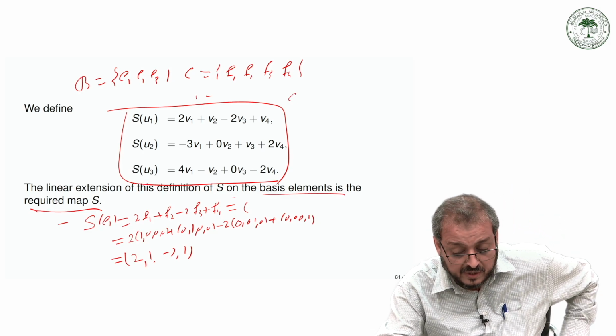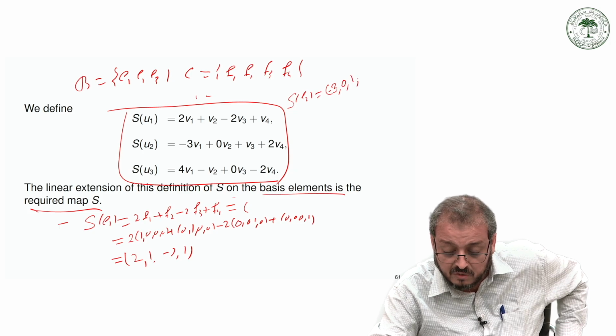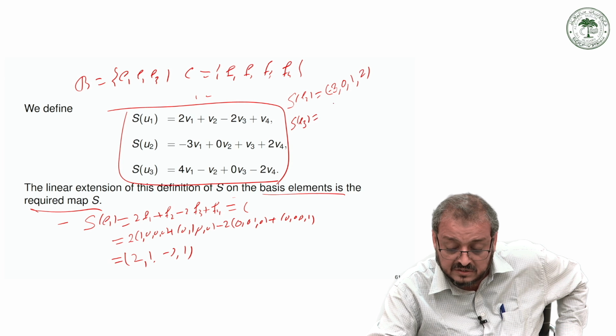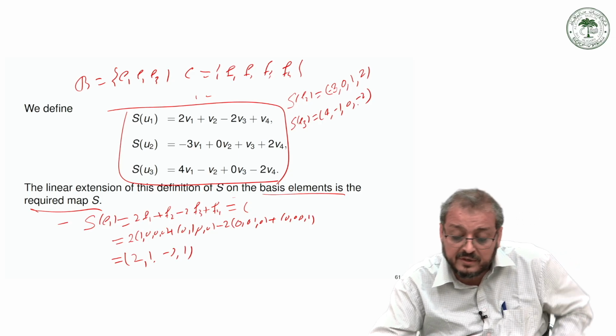In a similar fashion we calculate S of e2. Because of the standard basis, S of e2 is equal to (-3, 0, 1, 2). Similarly we can calculate S of e3, which is (4, -1, 0, -2). So this means we have calculated all these vectors.